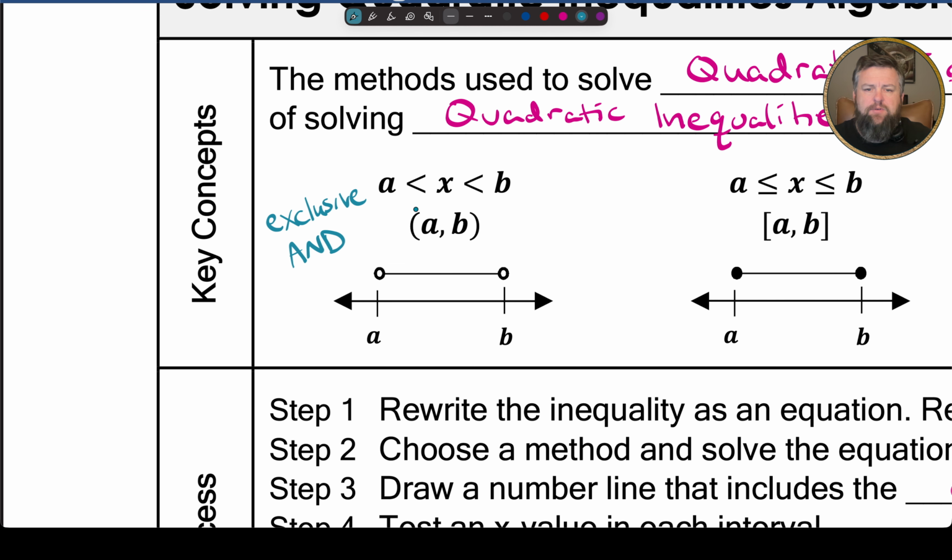Then we have interval notation with the parentheses. So the exclusive AND says that we exclude the endpoints as part of the solution. So we reject A and B, but everything in between is okay.